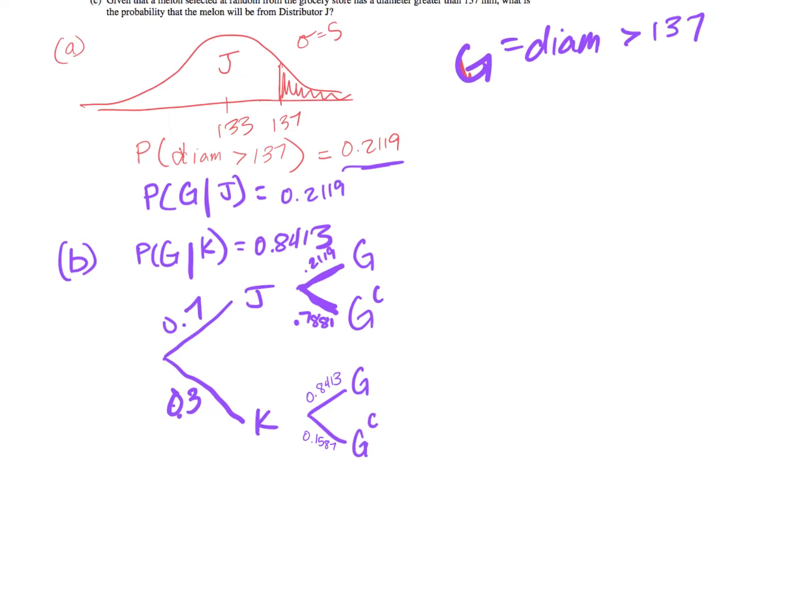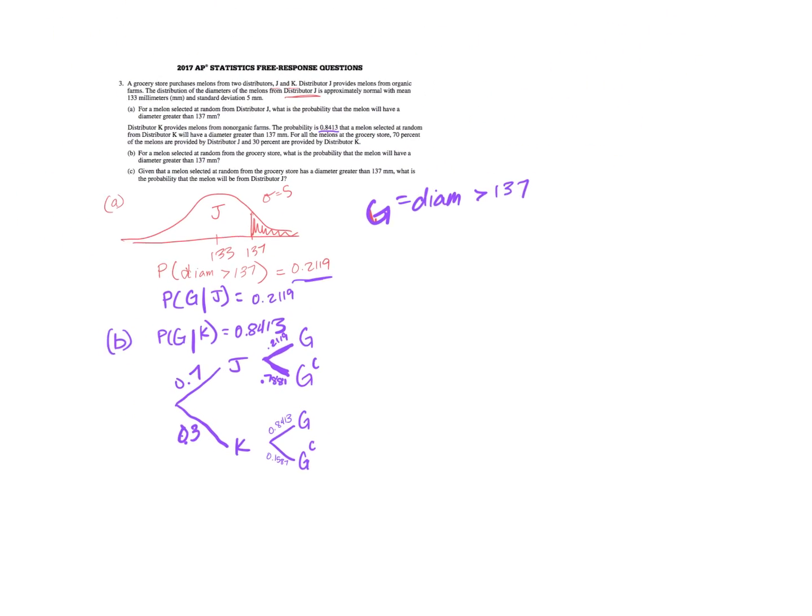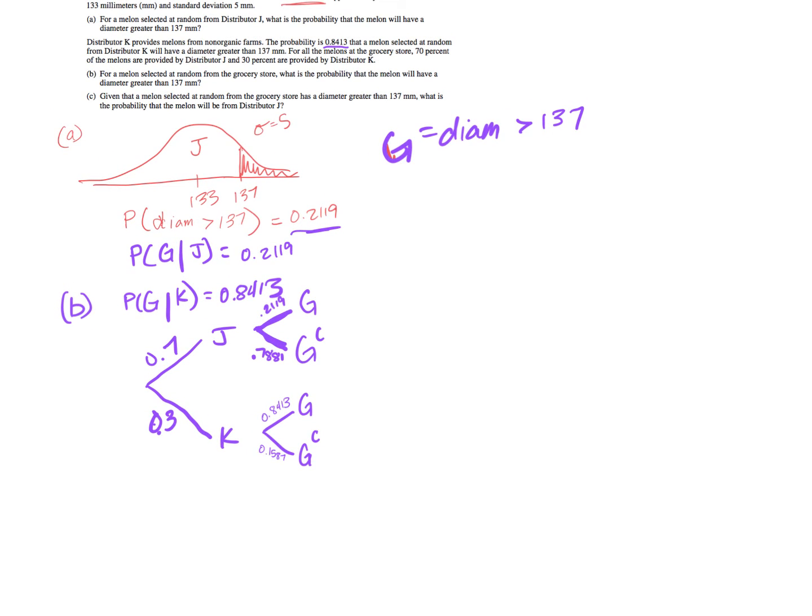Okay, what are we asked to find in part B? I guess we didn't really get there yet. What is the probability that if I randomly pick a melon, it'll be one of the bigger ones? It will be greater than 137. So really, that happens twice, right? That either happens here or here. Those are the ones that end up with a watermelon that's bigger than 137.